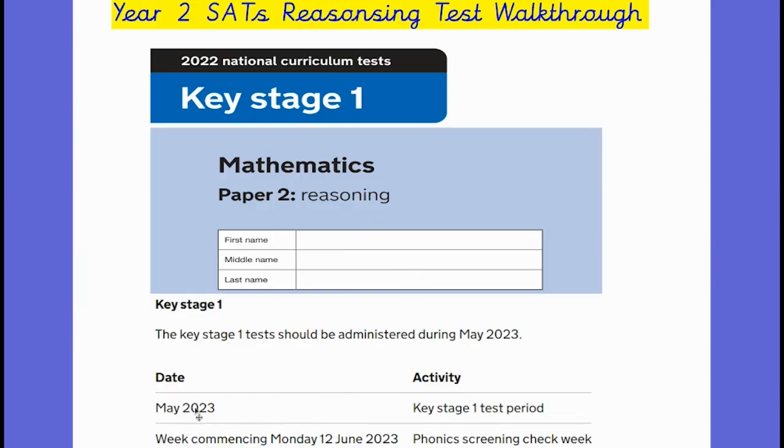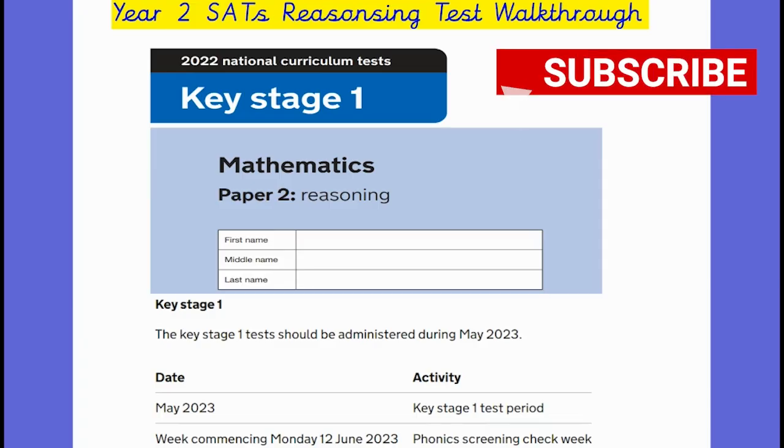And here you can see the dates at the bottom. So that's the Key Stage 1 test period. Schools can administer the test anytime during the month of May. And I just put at the bottom there another assessment that will be happening in Key Stage 1. That's the Year 1 phonics screening, which is the week commencing the 12th of June.